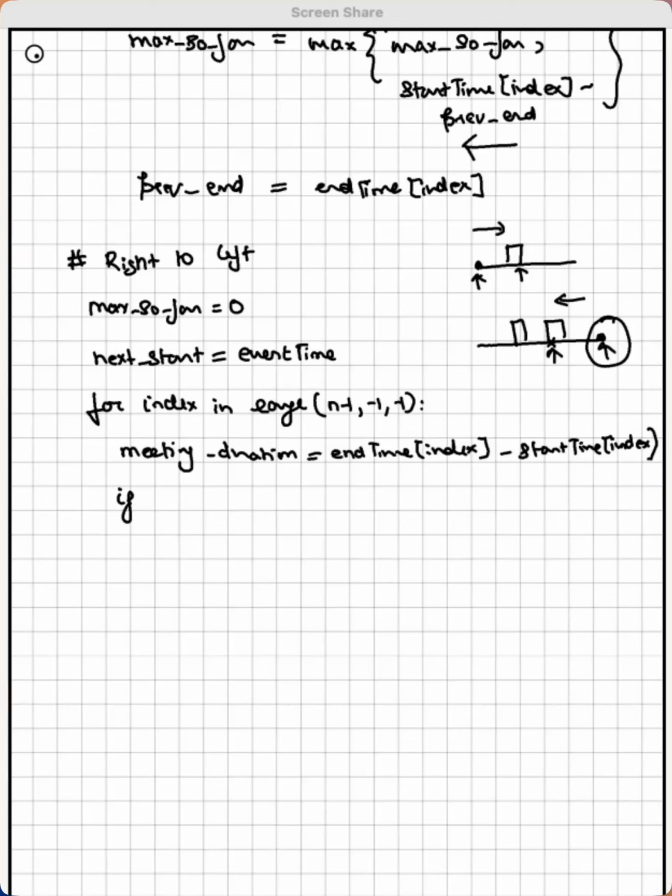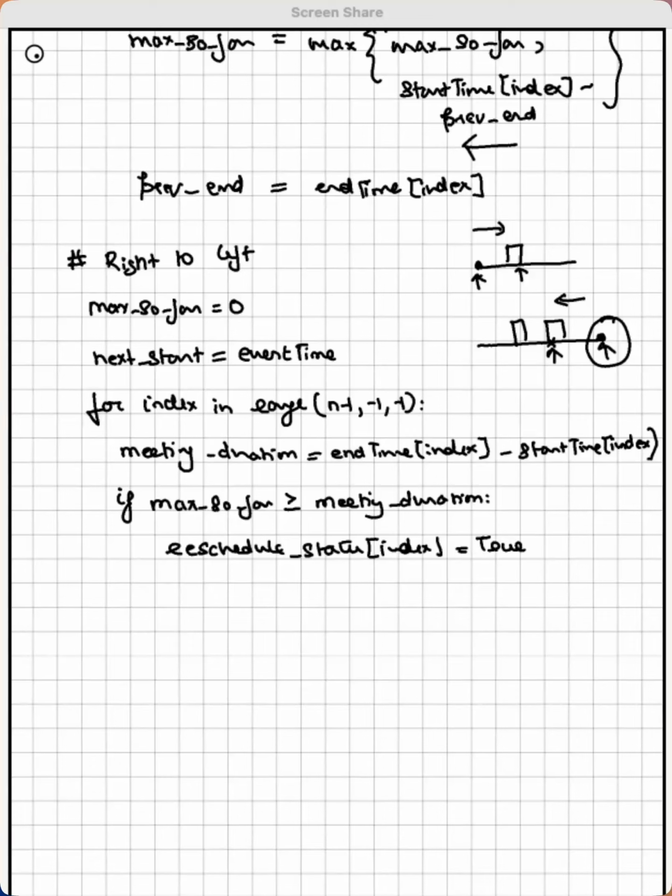Now if max so far is greater than or equal to my meeting duration, that means there is something on my right hand side where this meeting can fit. That's good enough for us to know. We don't need to know the exact index. So we say reschedule status of index is equal to true.